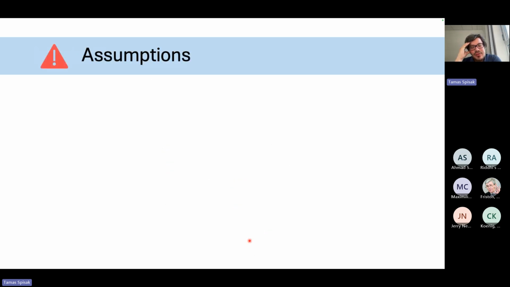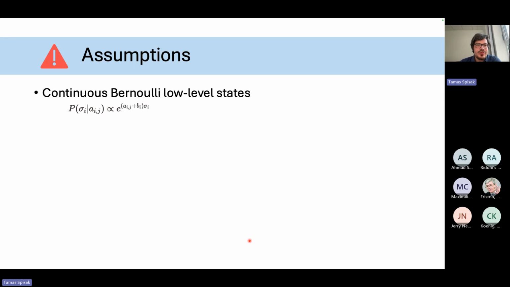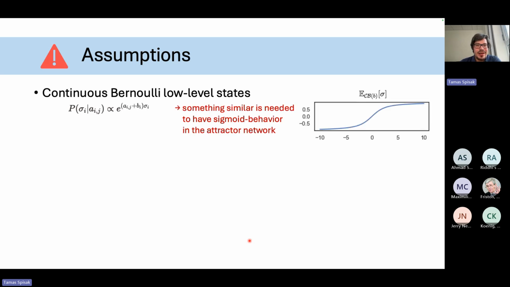And before I go further, I would like to discuss quickly the main assumptions of having this interesting duality between these two different topologies or architectures. The first is the distribution of the lower level nodes, which was this interesting continuous Bernoulli distribution. The point here is that we need a distribution which provides us this sigmoid-like behavior in the lower level nodes, because they will end up as the nodes of the attractor network. This sigmoid prevents the whole system from blowing up, and it also provides all the abilities of neural networks to model complex patterns and complex decision boundaries by this added nonlinearity.